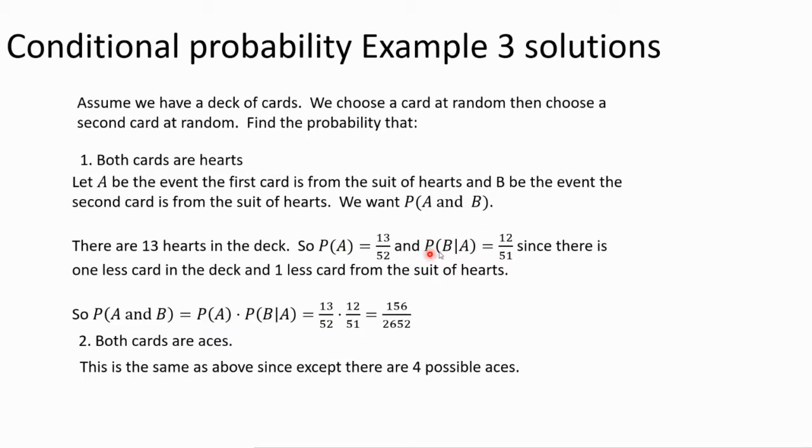Hopefully, it's easy to see before this that the two events are not independent. I mean, we have this, but if you were to calculate the probability of B given that A has not occurred, that would have been, well, if the first card we chose was not from the suit of hearts, there would be 13 hearts left, but there still is one less card. So we would have 13 out of 51. The probability of B given that A has not occurred.